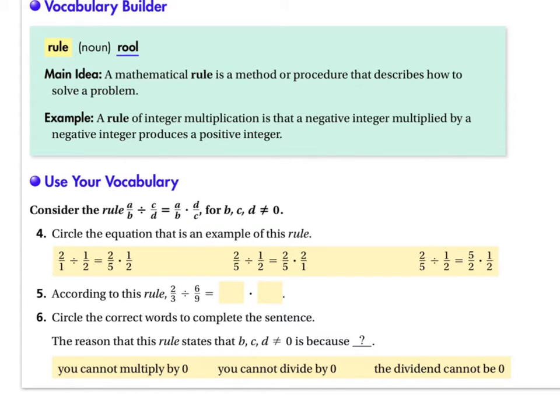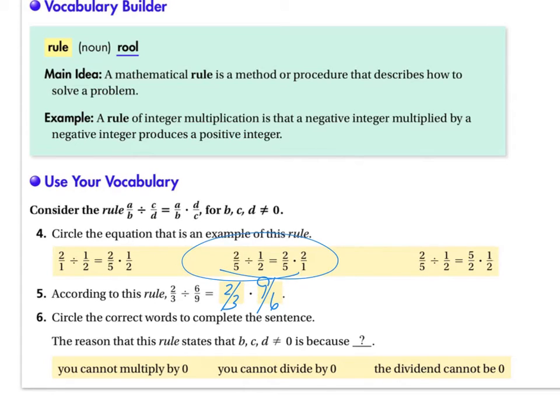So which one of these is the example of this rule? Can you pick it out? If you pick this one, you are correct. So according to this rule, when we look at 2/3 divided by 6/9, we get 2/3 divided by, and then we're going to use a reciprocal of the second. We're going to use 9/6.